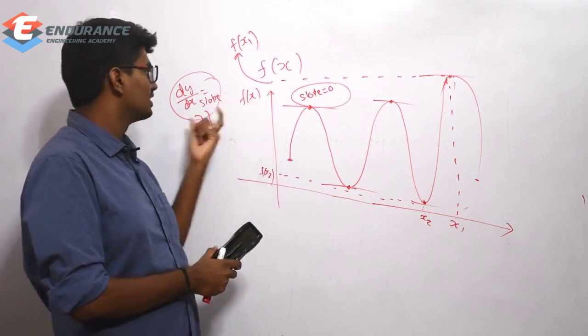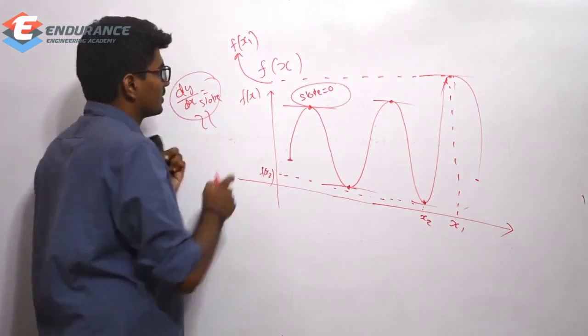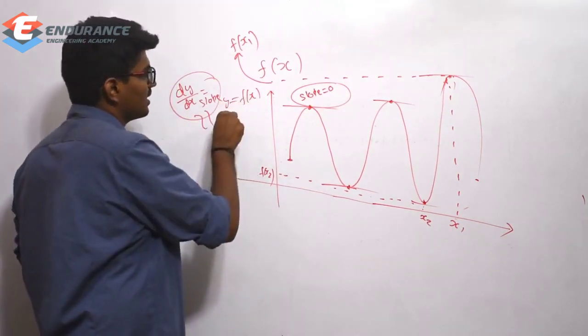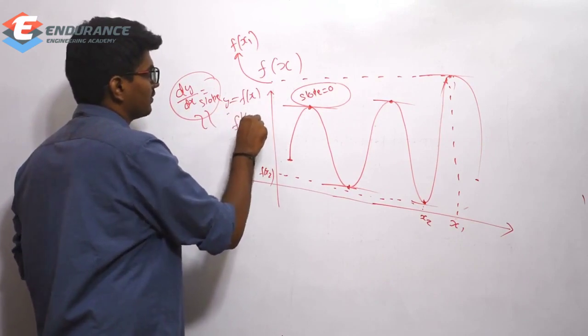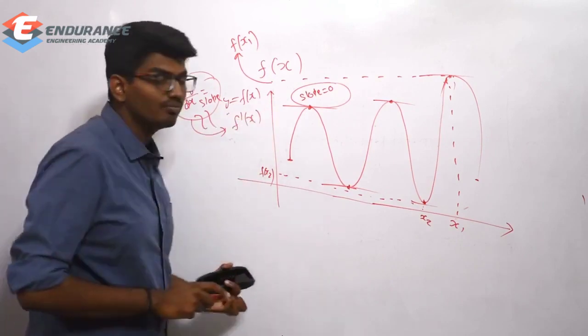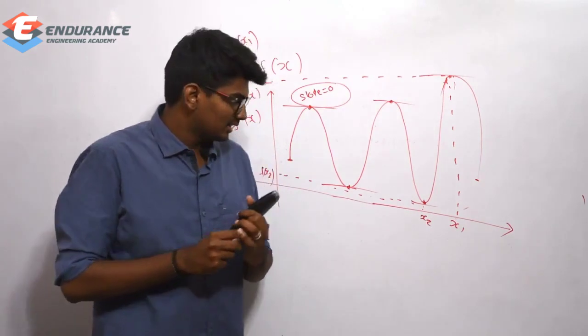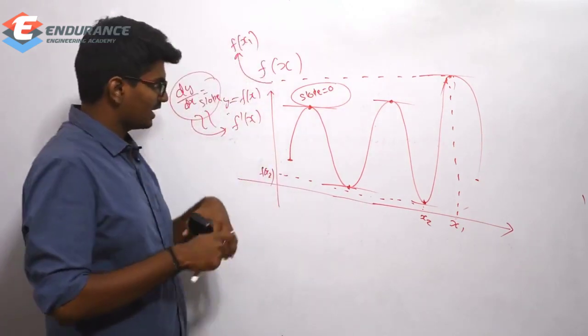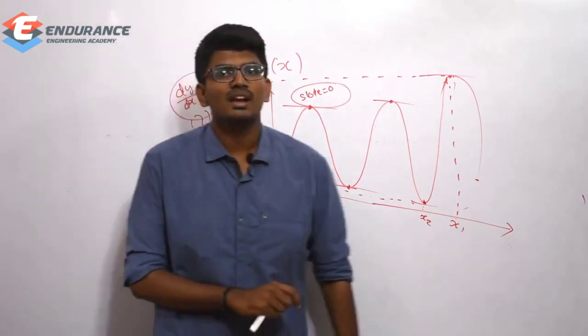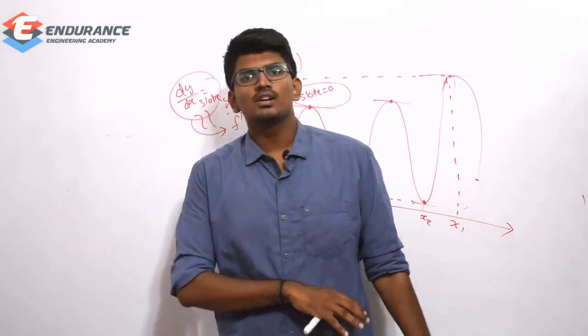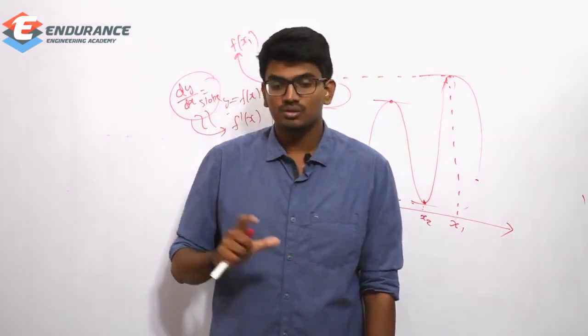f dash of x. dy by dx is what? f of x is y, so dy by dx is nothing but f dash of x. So f dash of x is 0 at critical points. That is what we made from this observation. Now we go to mathematical details, how to find maxima and minima.